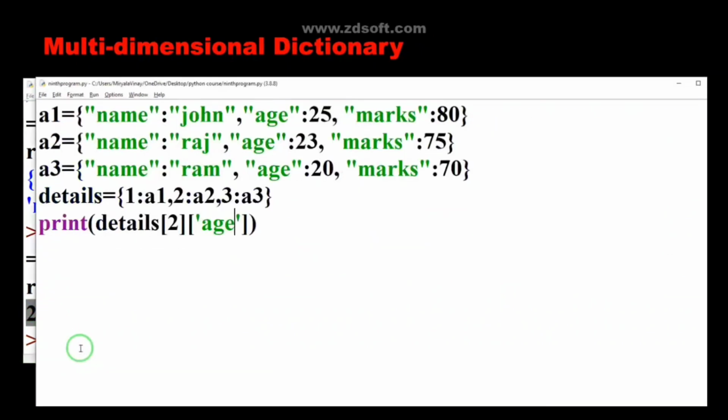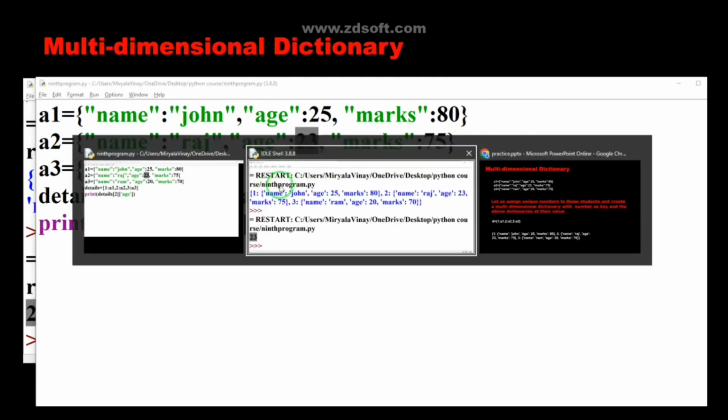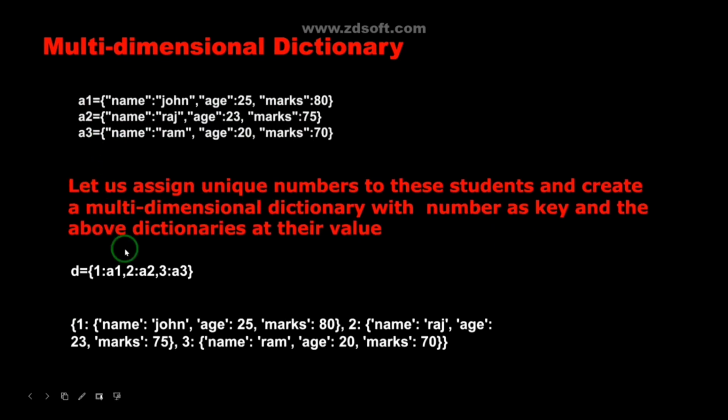So what I have done is I am calling the dictionary details, and I am passing 2. Why am I passing 2? The key present at 2, I want to access that element. And what exactly do I want to access? I want to access age. So in a second square bracket I am using age, and only then will it show the output as 23. So this is the example of a multi-dimensional dictionary.